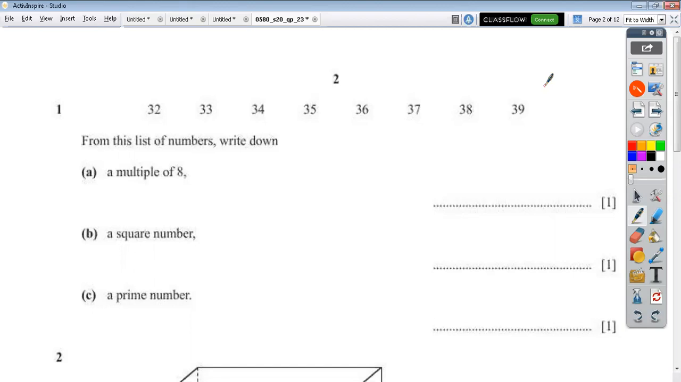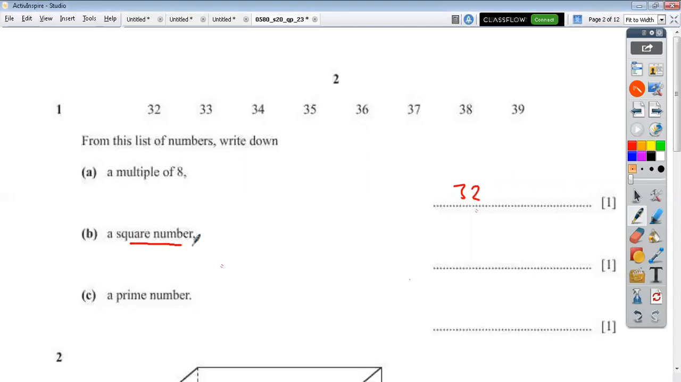Now from this list of numbers, write down a multiple of 8. Which one is a multiple of 8? I think there's only one. Which one? You guys are very quiet here. So 32.